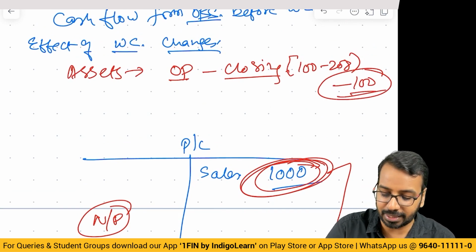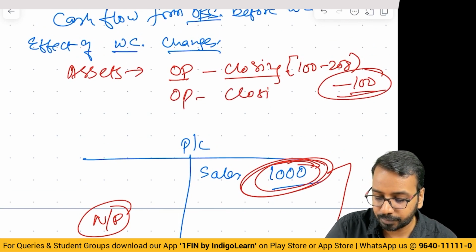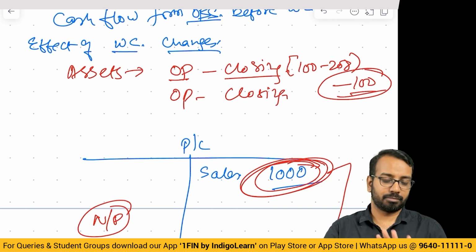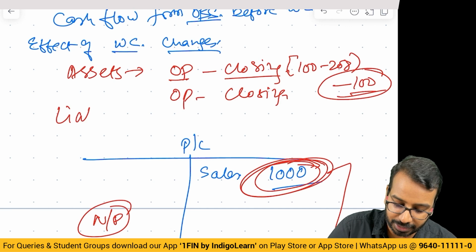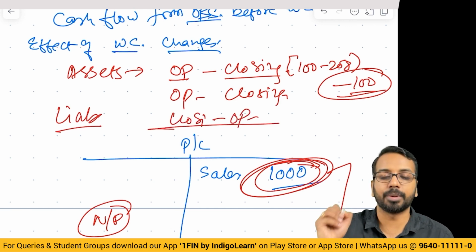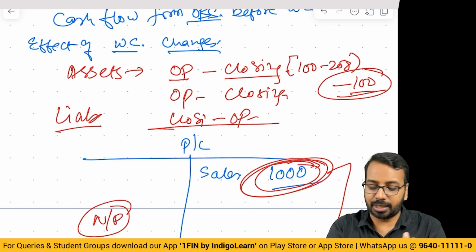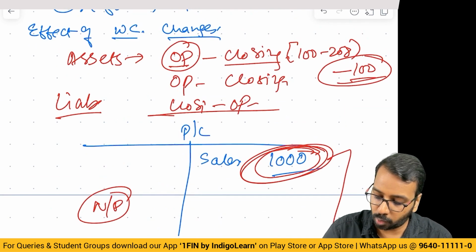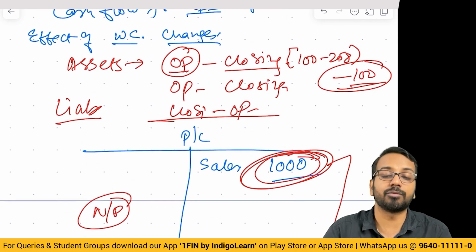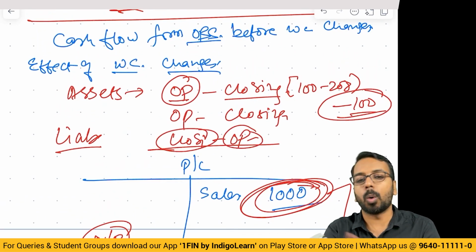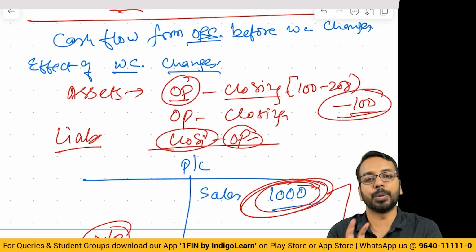Similarly, if there is inventory, opening minus closing. Any other current asset, opening minus closing. If there is a liability, you will take closing minus opening. If you want to remember it the other way, opening balance was 100, closing balance is 200, means I have not collected 100 rupees. Same way for liabilities, closing minus opening. Whatever is the outcome, plus or minus, you will do it accordingly.